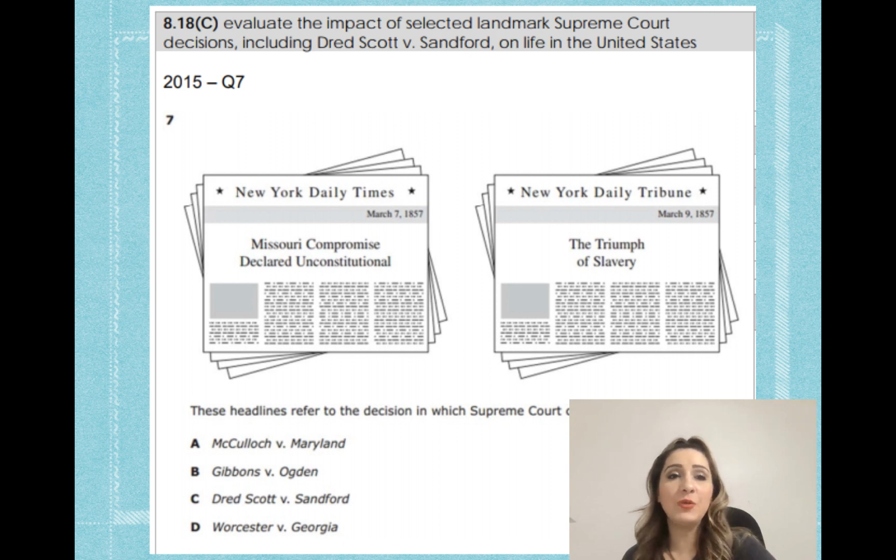So hopefully you answered Dred Scott versus Sandford, because that is the answer to this question, guys. If we see it, the two effects were, one, all the other compromises are declared unconstitutional, and two, slavery is allowed in the West because of this court case.